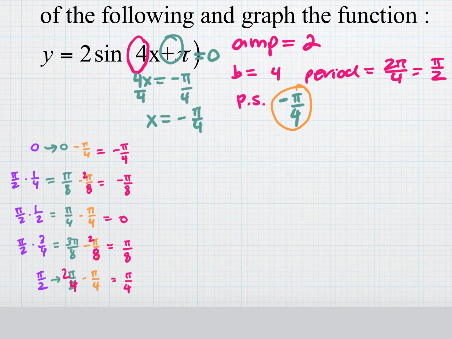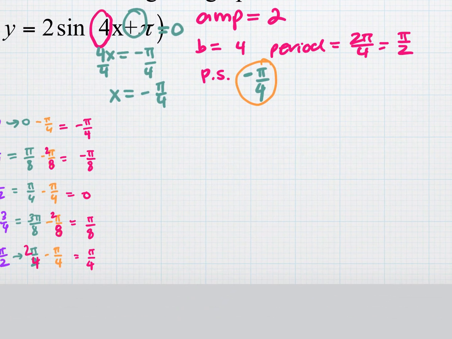Now when I draw my axis, I'm going to pay attention to what points I have. I have 2 coordinate points or 2 key points left of my y-axis, so you just want to make sure you give yourself space on both sides so that you can account for that.